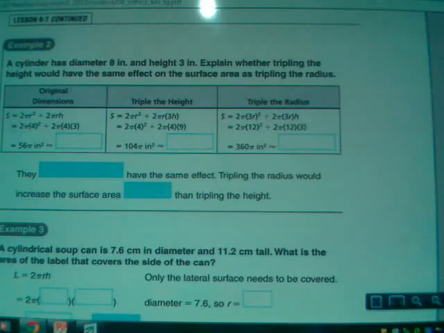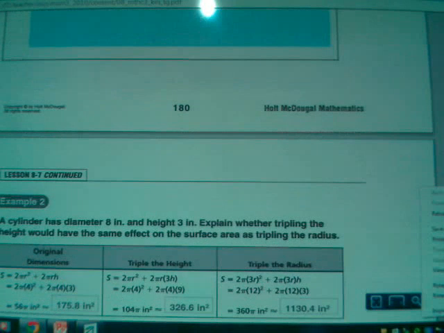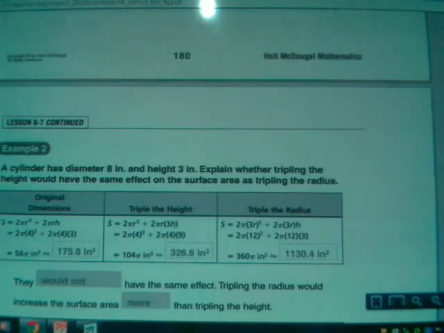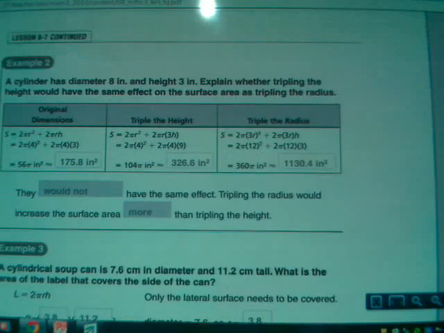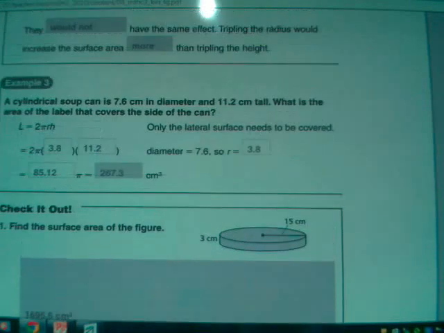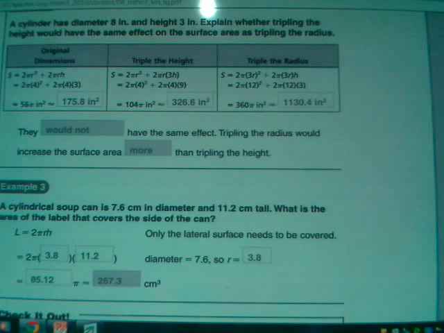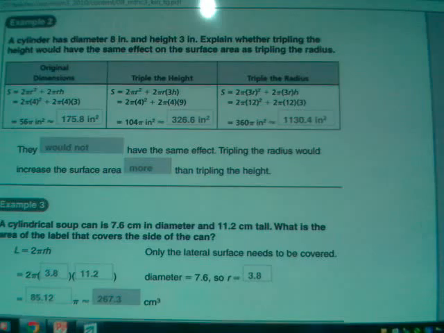Now, if you remember, we did questions like this earlier when it came to working with the volume. Right? And here they are again, working with the surface area. Even though it's a different formula, different concept, the approach is still exactly the same here. You're still going to have to work the question out, try it with the tripled thing that they suggested, and see what actually happens. And that's what they're doing here.